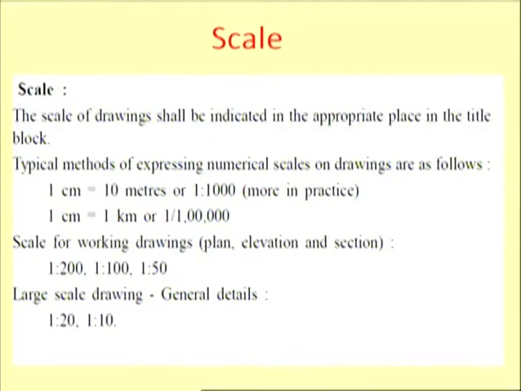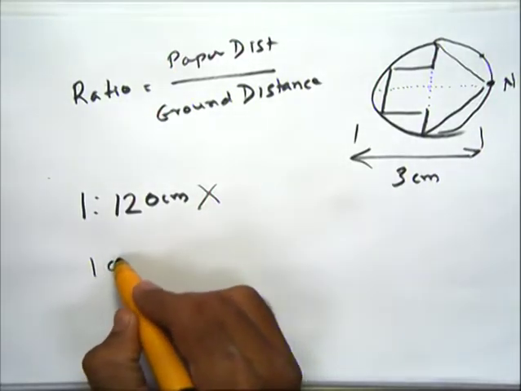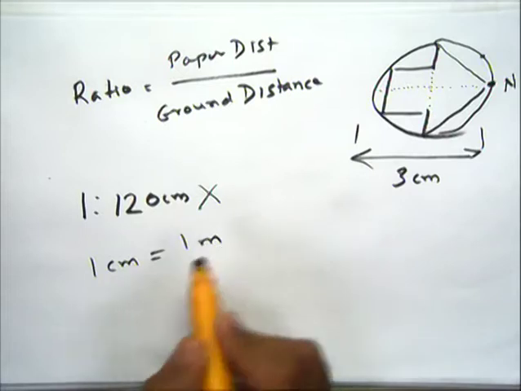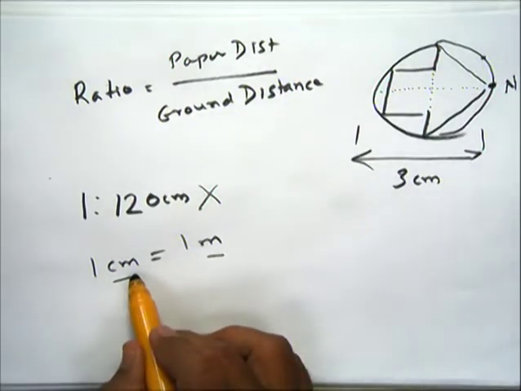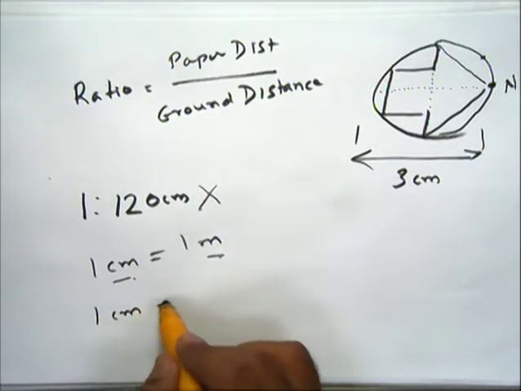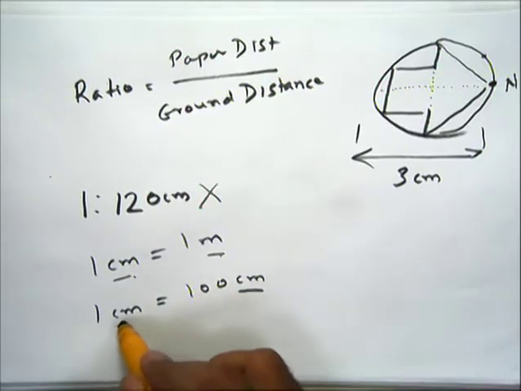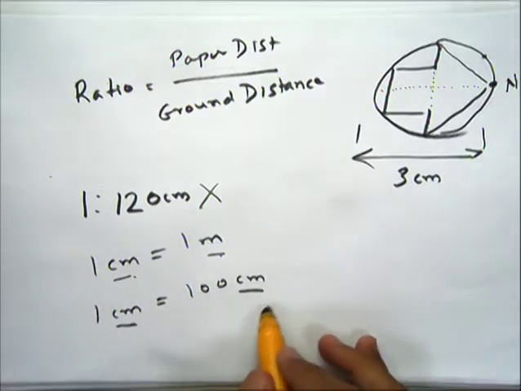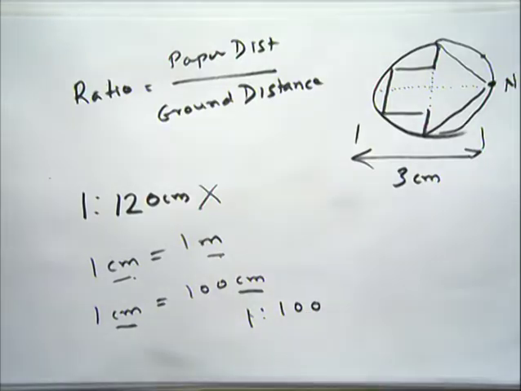As for ways of mentioning the scale, there are two different ways. Either you mention 1 centimeter equal to 1 meter, so on both sides we have mentioned the unit: on this side 1 centimeter is equal to 1 meter. Or you convert both sides to the same unit, centimeter on this side and centimeter on this side. So this can be written as 1:100. So those are the two different methods of representing the scale.